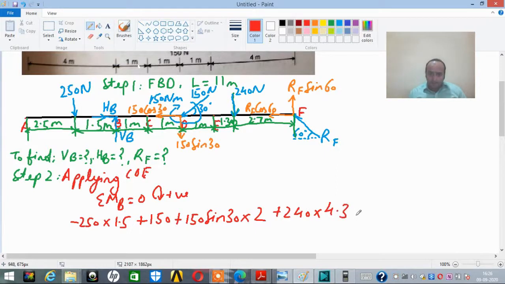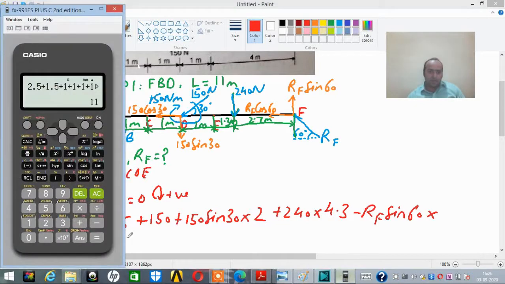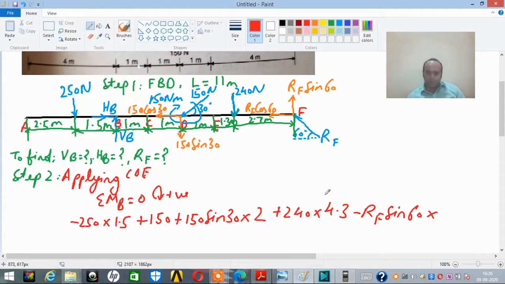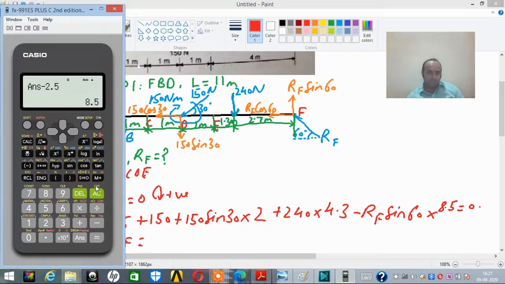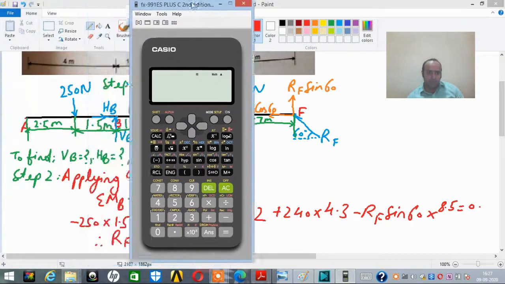Okay, minus RF sine 60, because it is causing the body to rotate in anti-clockwise sense, into 11 minus 2.5, whatever the total distance is going to be. So you can write 11 minus 2.5 is equal to 8.5, into 8.5 is equal to 0. Therefore, now friends, if I write about RF, the value that I'll be calculating has to be one by one. Let us go ahead and proceed with the calculation.